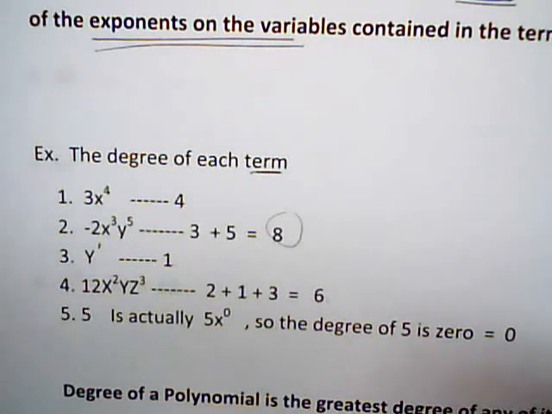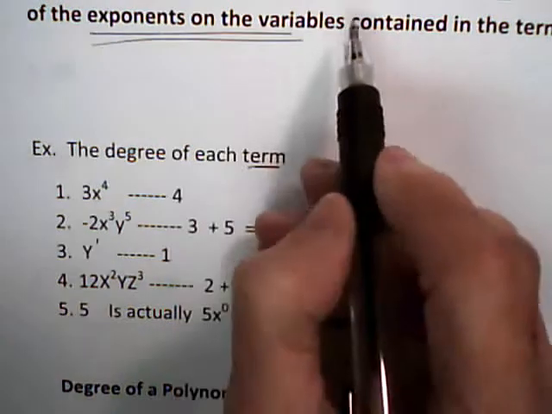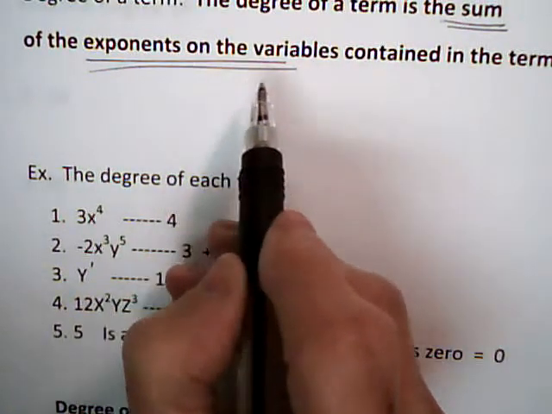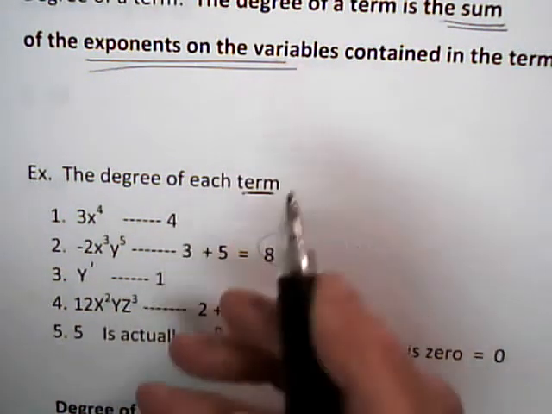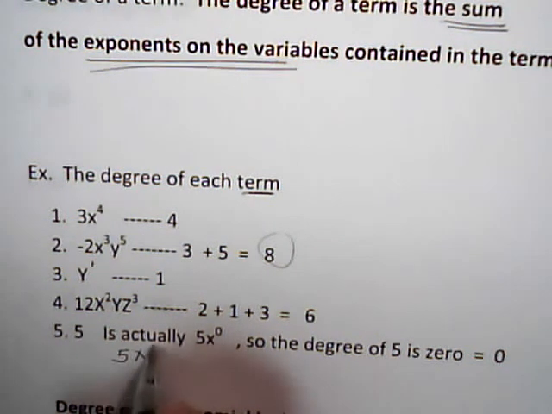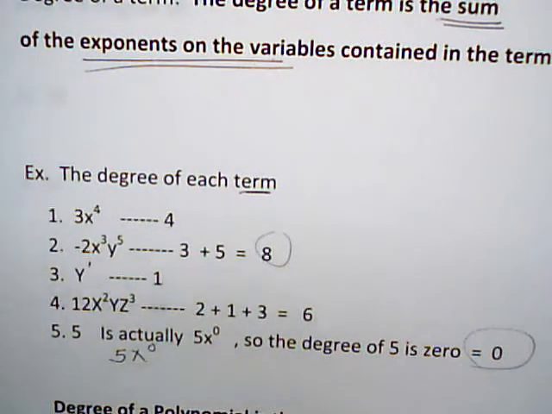All right, let's say we have 5. Well, now 5 is a constant, and remember the degree comes from the exponent of a variable. So if we wanted to do this, this is actually 5x to the 0, and it goes back to the old thing that anything raised to the 0 is actually 1. So this is actually a 1. So the degree is actually 0. So the degree of just a constant term is 0.